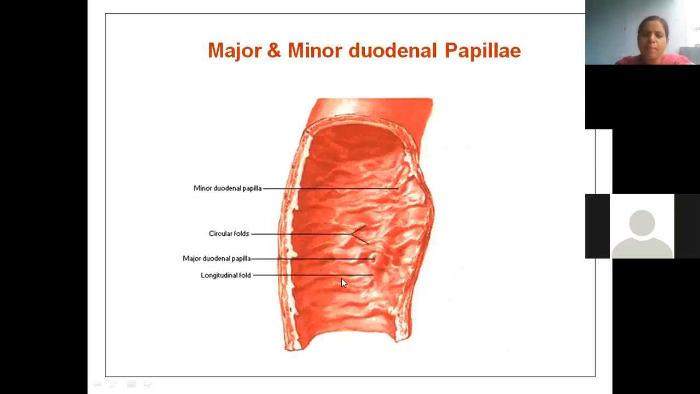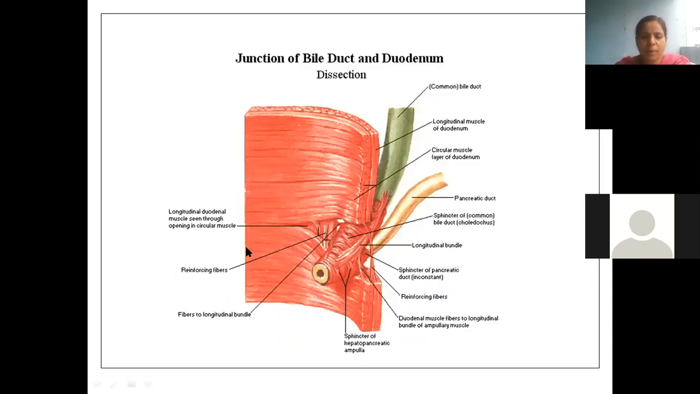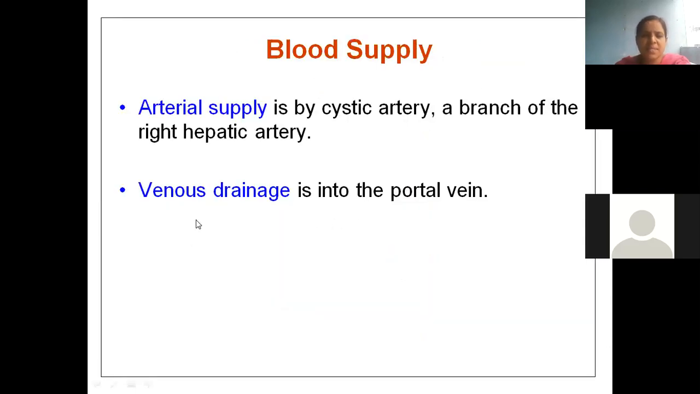When you see the second part of the duodenum, we have two openings: the minor duodenal papilla and the major duodenal papilla. The major duodenal papilla has the opening of the hepatopancreatic ampulla of Vater. The minor duodenal papilla has the opening of the accessory pancreatic duct. One day we can do pancreas as an essay. If you ask, I will take that question, because we didn't do pancreas as an essay.